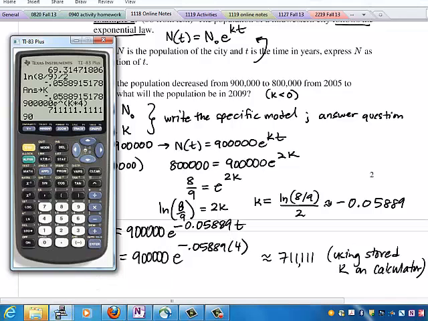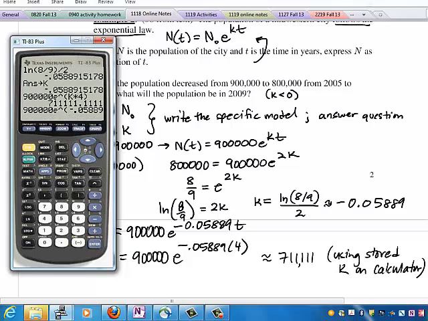So if we actually do 900,000 e to the negative 0.05889 times 4, it's close to the same, but we get a little bit more because we chopped off that decimal a little bit early, so we wouldn't be decaying quite as quickly. So the more exact you can be, the better. Storing that on your calculator instead of rounding it is a little bit better.